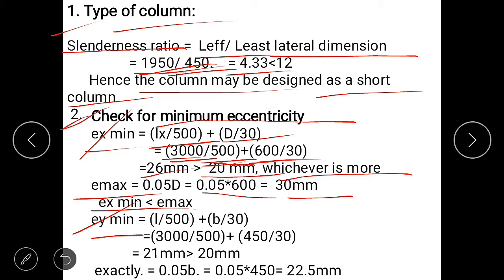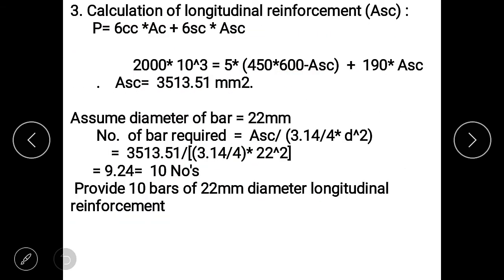So in x direction take D and in y direction take B. So 3000 divided by 500 plus 450 divided by 30, the answer is 20 mm, which is also greater than 20. And for maximum, take 0.05 B. B is 450, so the answer is 22.5, which is also greater than 20.